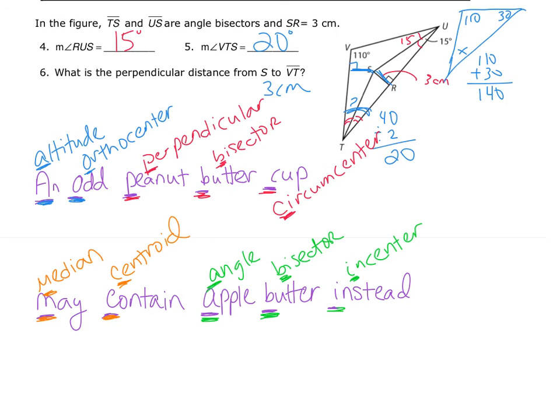So this is just an easier way maybe, or a way to help you remember what the different names are that go together. You might want to color code yours as well to help you narrow down what goes together. But an odd peanut butter cup may contain apple butter instead. Will just be a way to kind of pair all those up together.